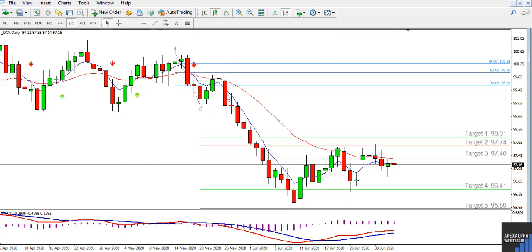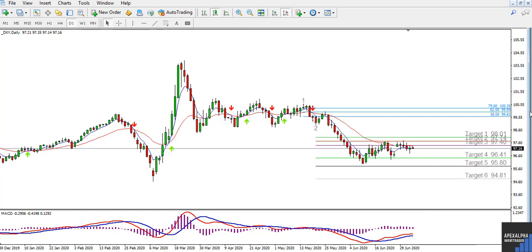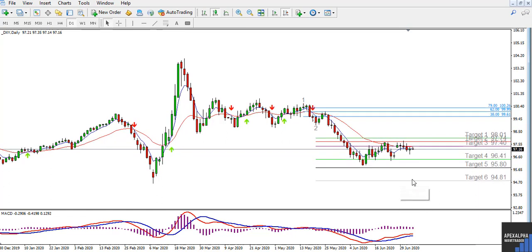Okay, so right now we've achieved target 4. Okay, and we are hoping to go to probably target 6, which of course makes sense because remember that target 6 is probably in the region of this level of support and that other trend line I drew.